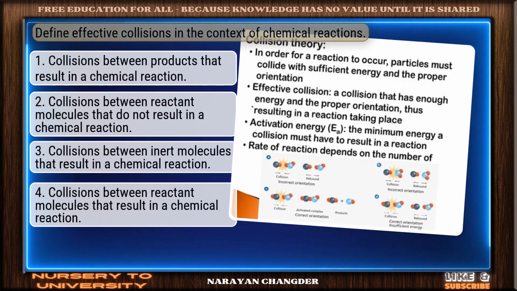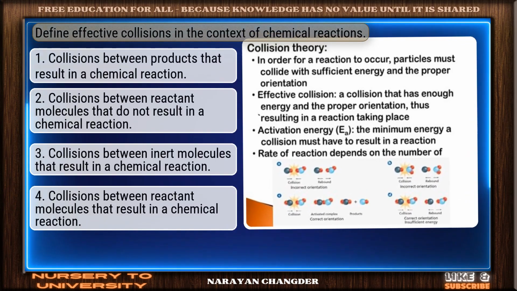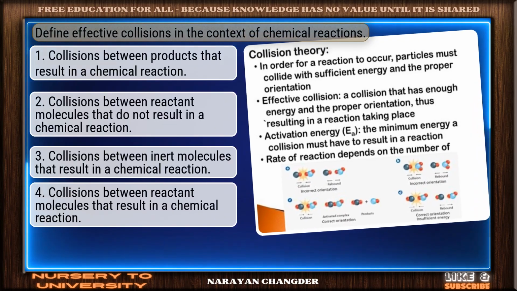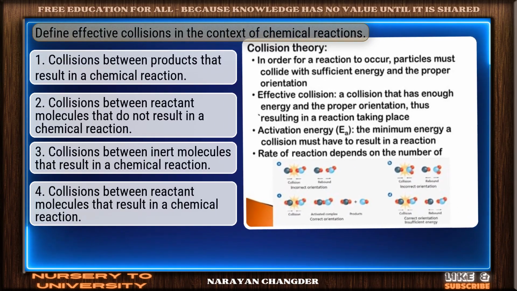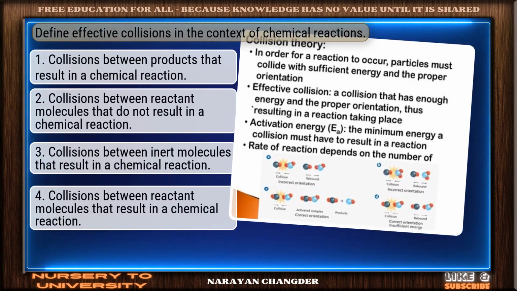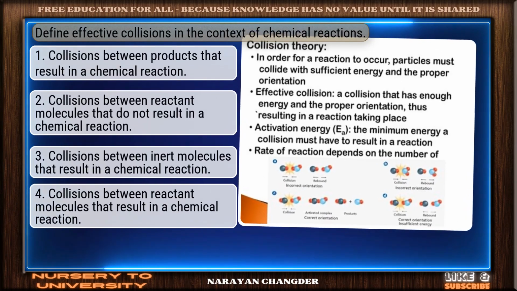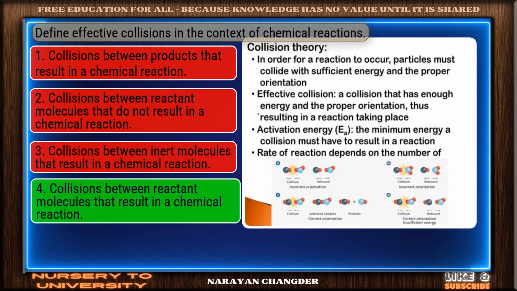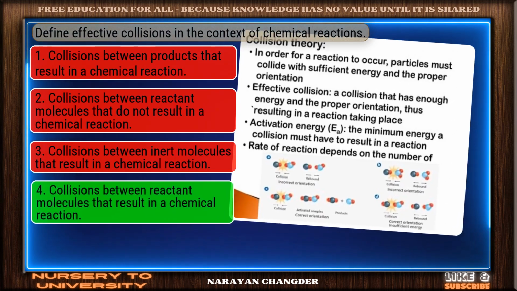Option 1, collisions between products that result in a chemical reaction. Option 2, collisions between reactant molecules that do not result in a chemical reaction. Option 3, collisions between inert molecules that result in a chemical reaction. Option 4, collisions between reactant molecules that result in a chemical reaction. Perfect choice. Collisions between reactant molecules that result in a chemical reaction.